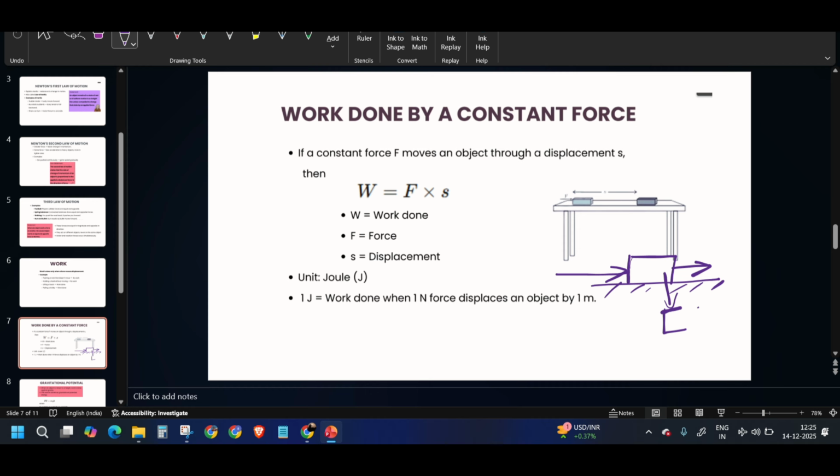The displacement experienced by a particular force will provide us the value of work done. So the work done can be represented as force into displacement, where F is the force and S is the displacement. The multiplication of force and displacement will give us the work done. Work done is measured in the unit joule.